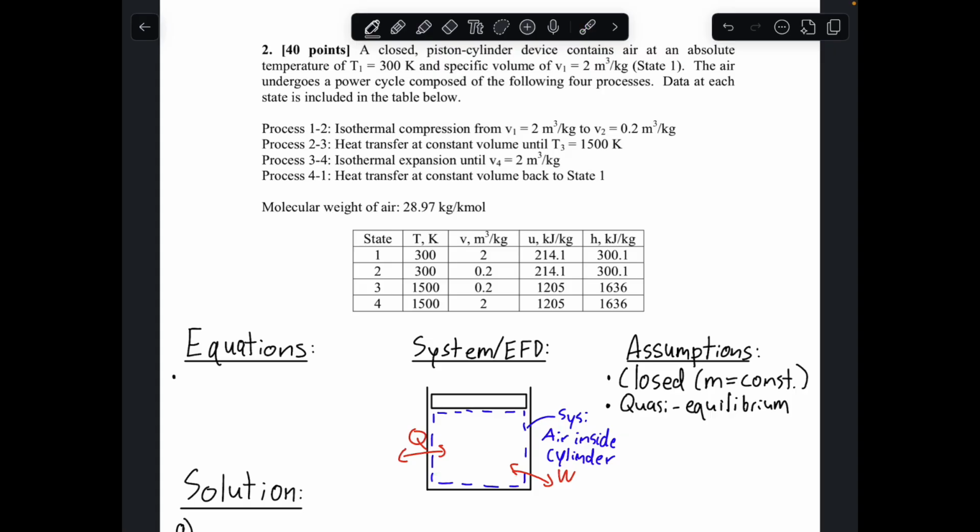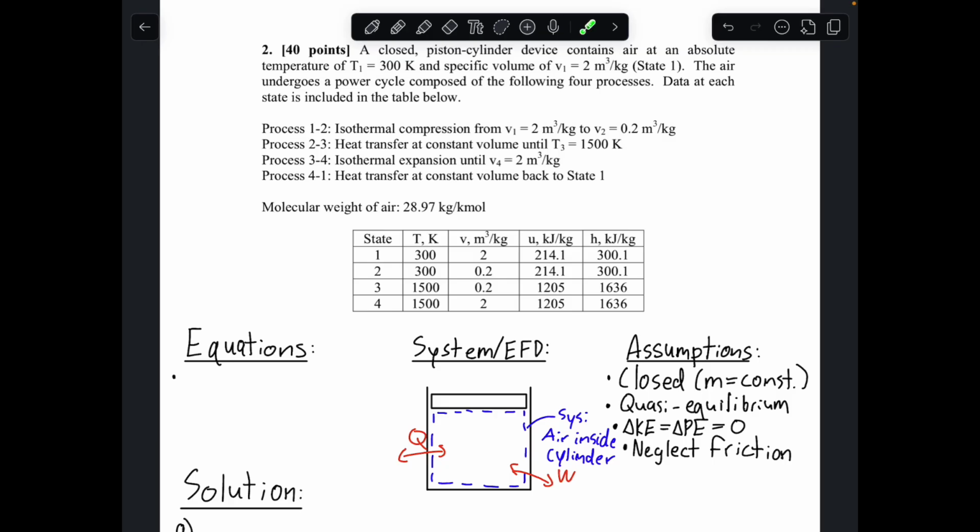So quasi-equilibrium. And then they don't give us any information about changes in kinetic or potential energy here. So we're going to say that changes in kinetic and potential energy are equal to 0. And then, if they don't give us any information about friction, we like to say that we're going to neglect friction in this problem, which means that as this piston is dropping down to a new state down here, it's not going to be rubbing against the walls at all. It's going to be moving smoothly.